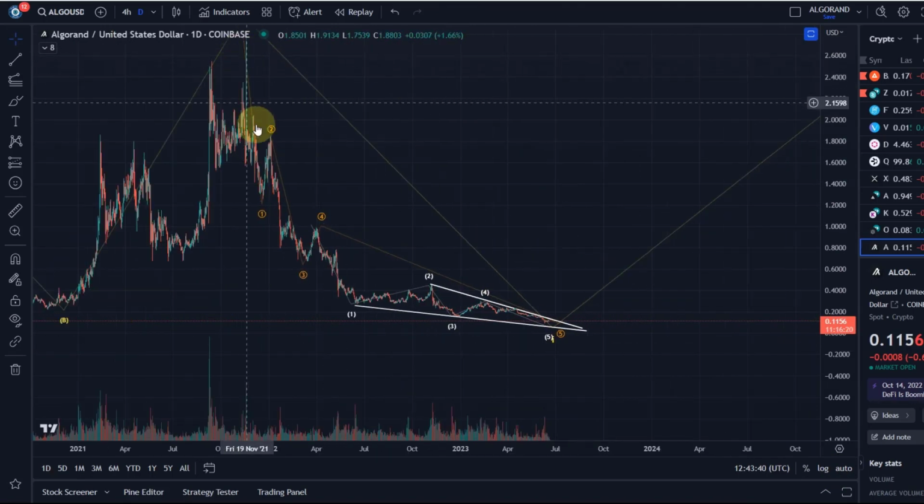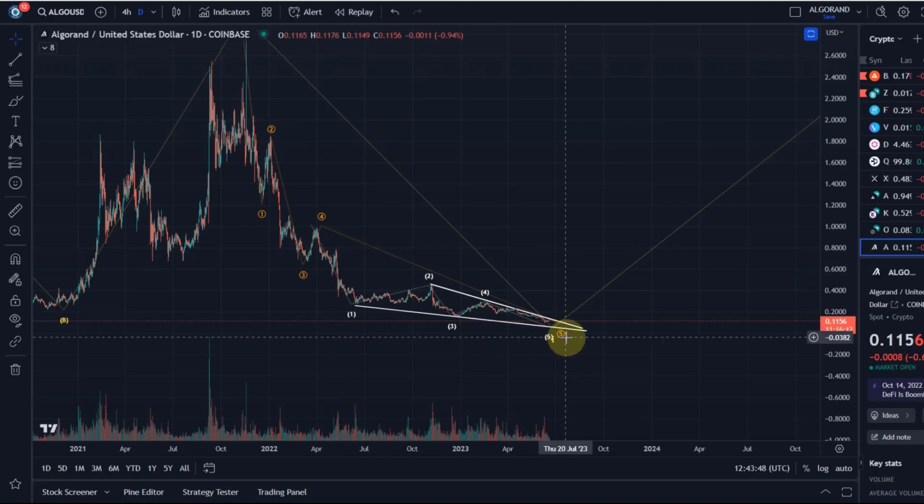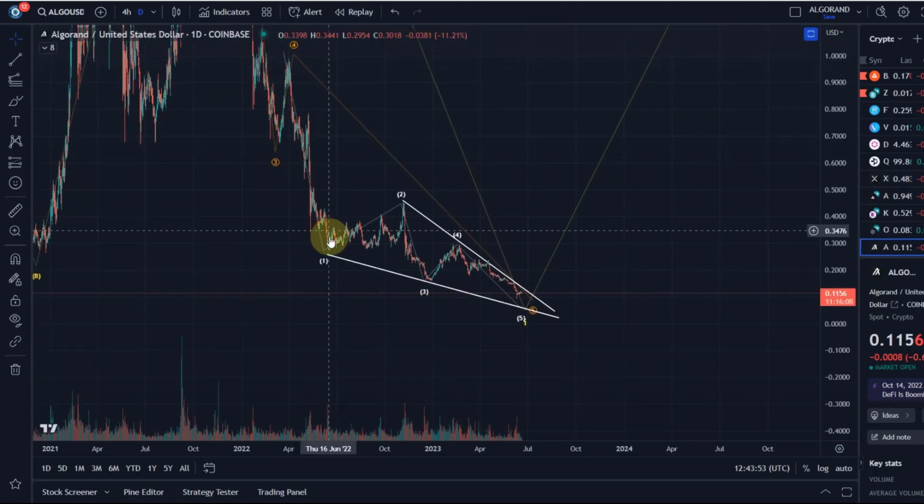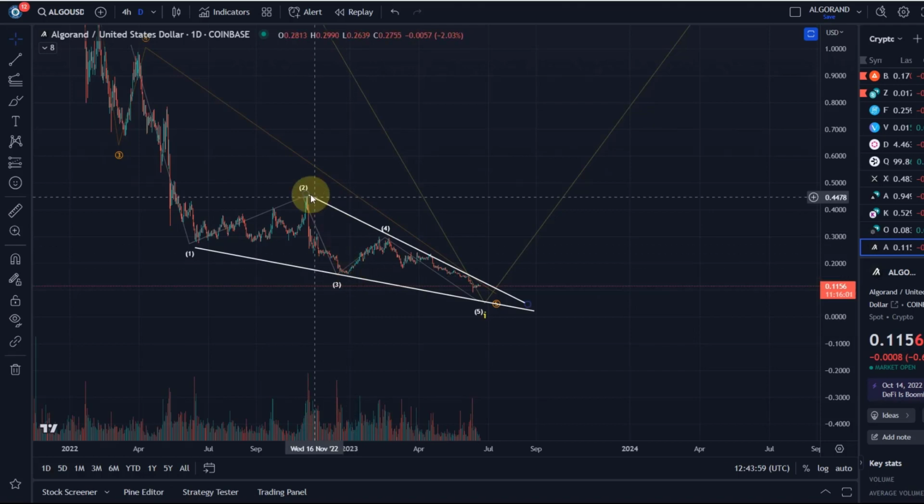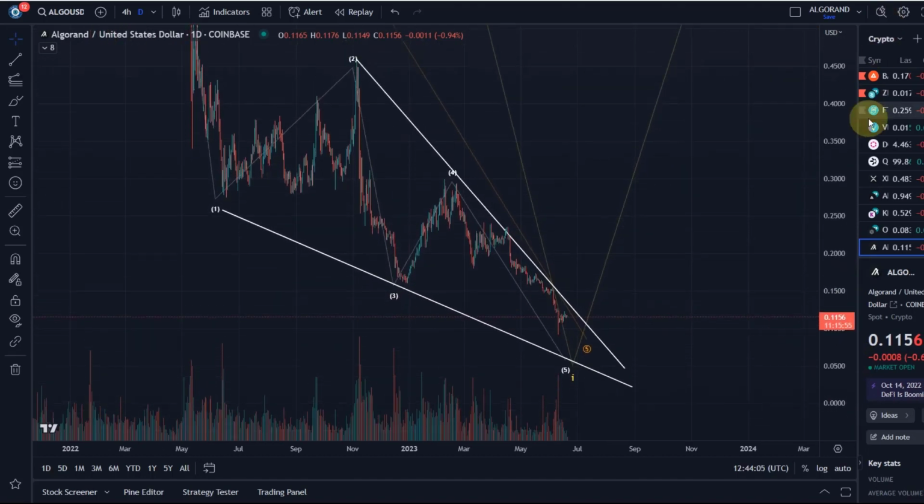Here I have a wave 1, a wave 2 pullback, a wave 3 down. It's not the shortest, okay? Then a wave 4 to the upside, which peaked here in April, and the wave 5 as an ending diagonal. So with a very long wave 1 though, a wave 2, a wave 3, a wave 4, and the wave 5 now. Also here, the wave 3 is not the shortest. It cannot become the shortest in this ending diagonal, okay? And now we are basically in the 5th wave of a 5th wave.